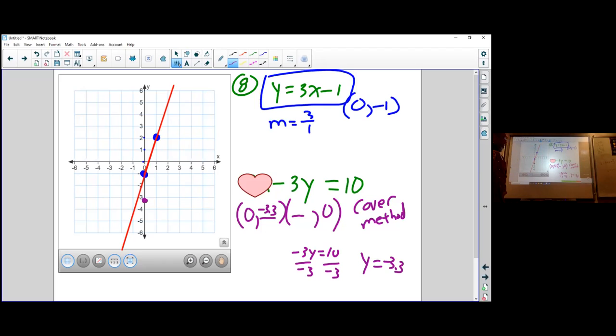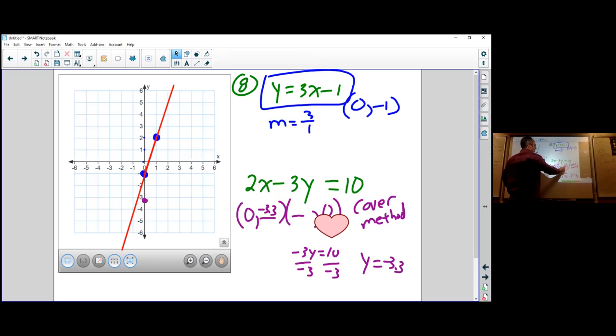Okay, but that's why the cover method isn't always going to work, or that's why graphing isn't always perfect, because I don't know where 1/3 is exactly. 3.3, -3.3, it's somewhere down there. But all right, we'll make it work. Maybe the other one will be a little nicer.